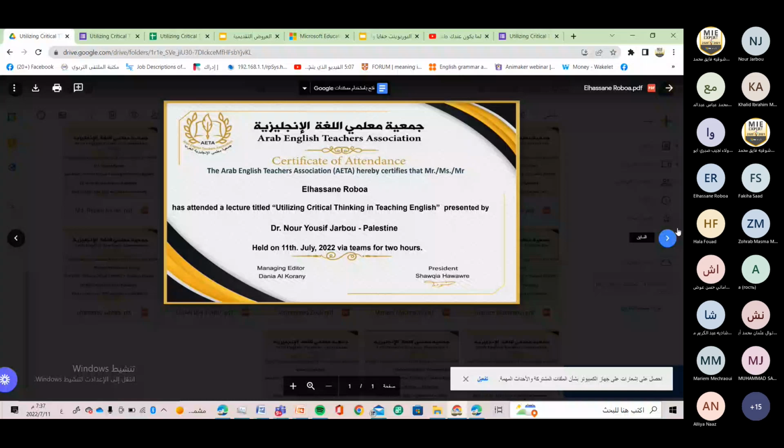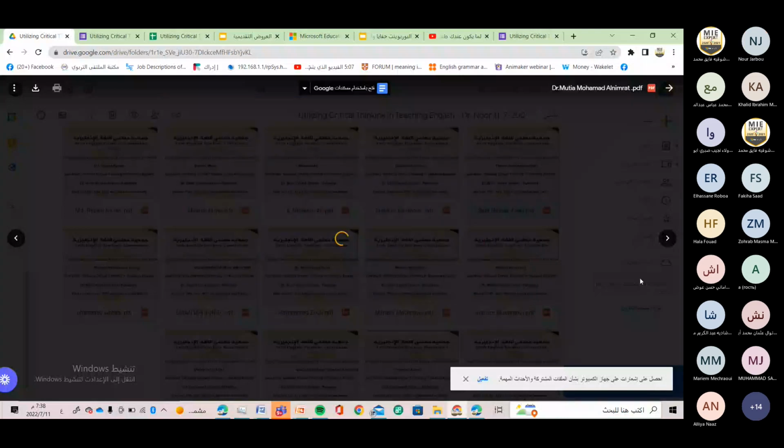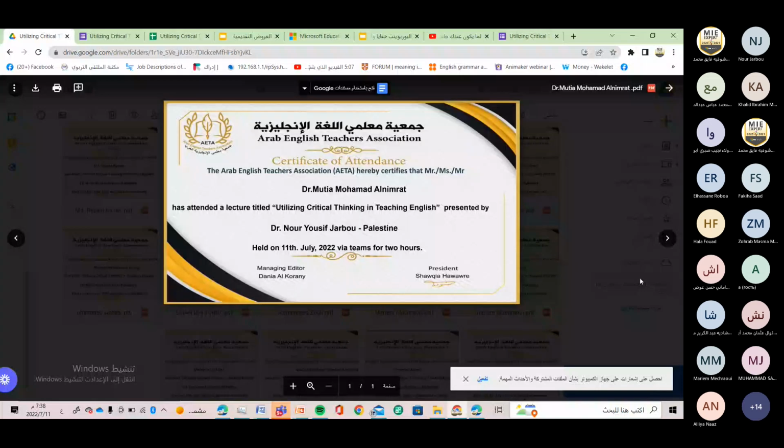Look at the certificates here. They are clear. Someone says that it is not clear. No, it is so clear. I checked them before. And here you can see samples for Mr. Al Hassan, Dr. Mutia. Can you see them? Dr. Nour, can you see them? Yes, they are clear. Yes, I can see them. But you can download it. It is a PDF. Then you can take it as a copy or as a photo. Okay, thank you. Dr. Nour will also have a certificate of appreciation and I will send it to you.